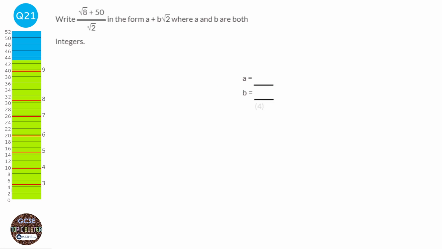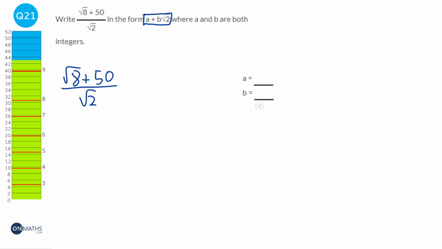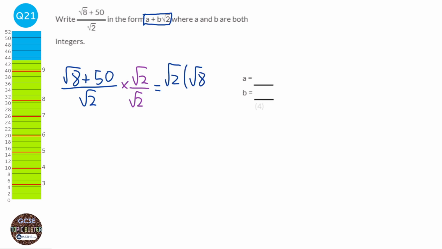So we need to start here by rationalising the denominator, because notice that the answer it wants is not in a fraction. So we're going to write out the question, which would be root 8 plus 50 over root 2. And we're going to times top and bottom by the surd at the bottom, which would be root 2. And so we're going to have root 2 brackets root 8 plus 50 over, and then root 2 times root 2 is just going to be 2.